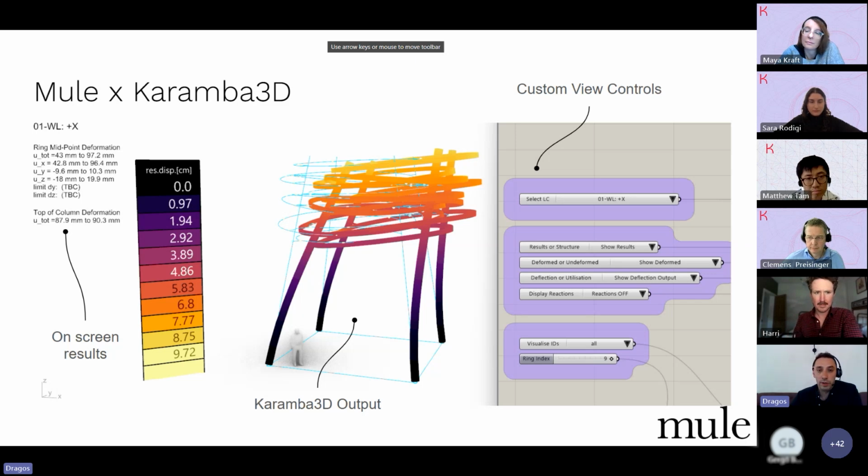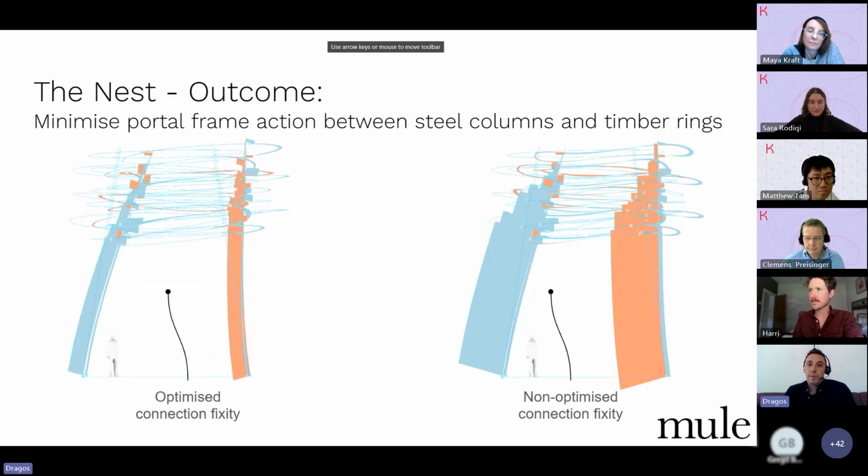So I'll go into the live demo shortly, but just to summarize the outcome, on the left, we see the final design, and we're seeing here a deformed shape with axial forces. So these are the forces in the columns. And on the left is the optimized connection fixity design, let's say, how we design these connections and how we engineered them.